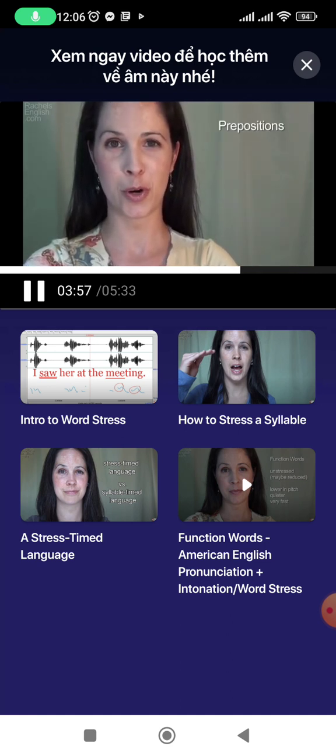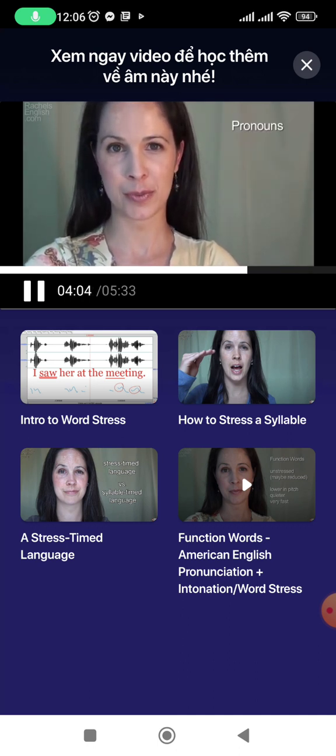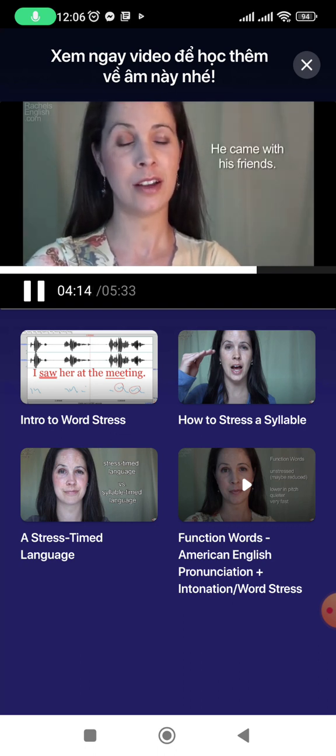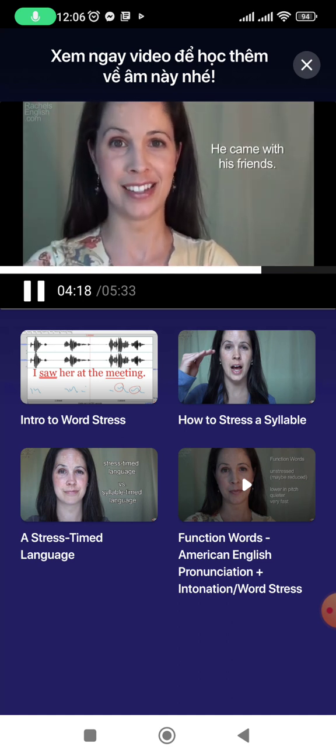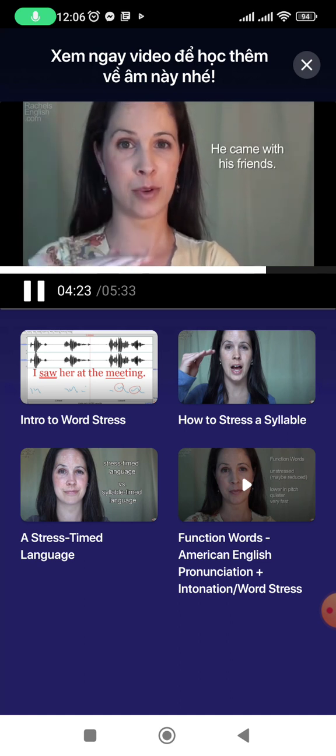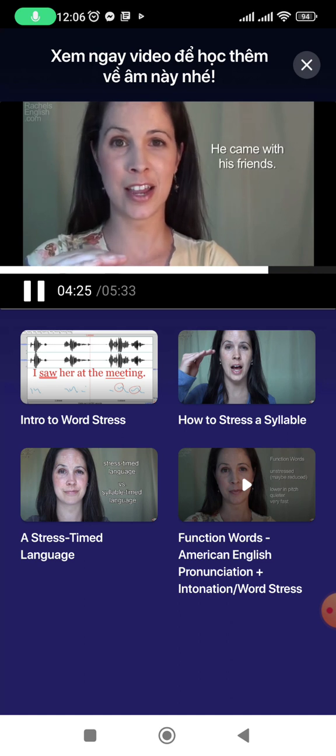Prepositions are also function words. For example, with, on, beside. And so are pronouns. For example, our, she. In the sentence, he came with his friends. The word with, a preposition, low in pitch, unstressed. He came with his friends. Also, the word his, a possessive pronoun. He came with his, just like with, very low in pitch, unstressed. He came with his friends.